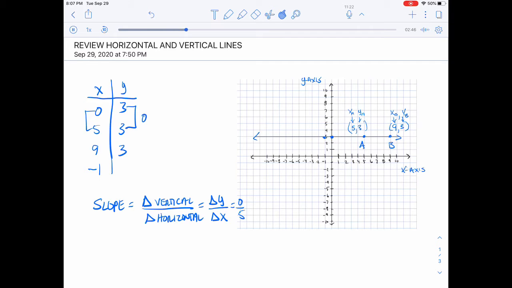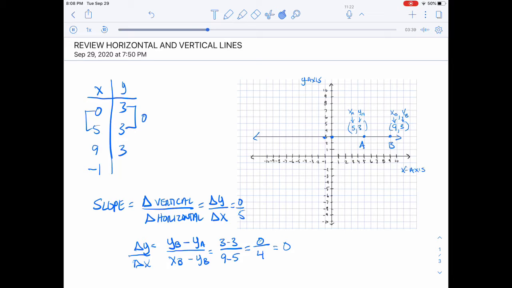Let's take a look at the change in y from coordinate B to A. In other words, change in y, the y coordinate of point B minus the y coordinate of point A, over the change in x, which is equivalent to the x coordinate of B minus the x coordinate of A. Substituting in our values would give us 0 over 4, which is a slope of 0.